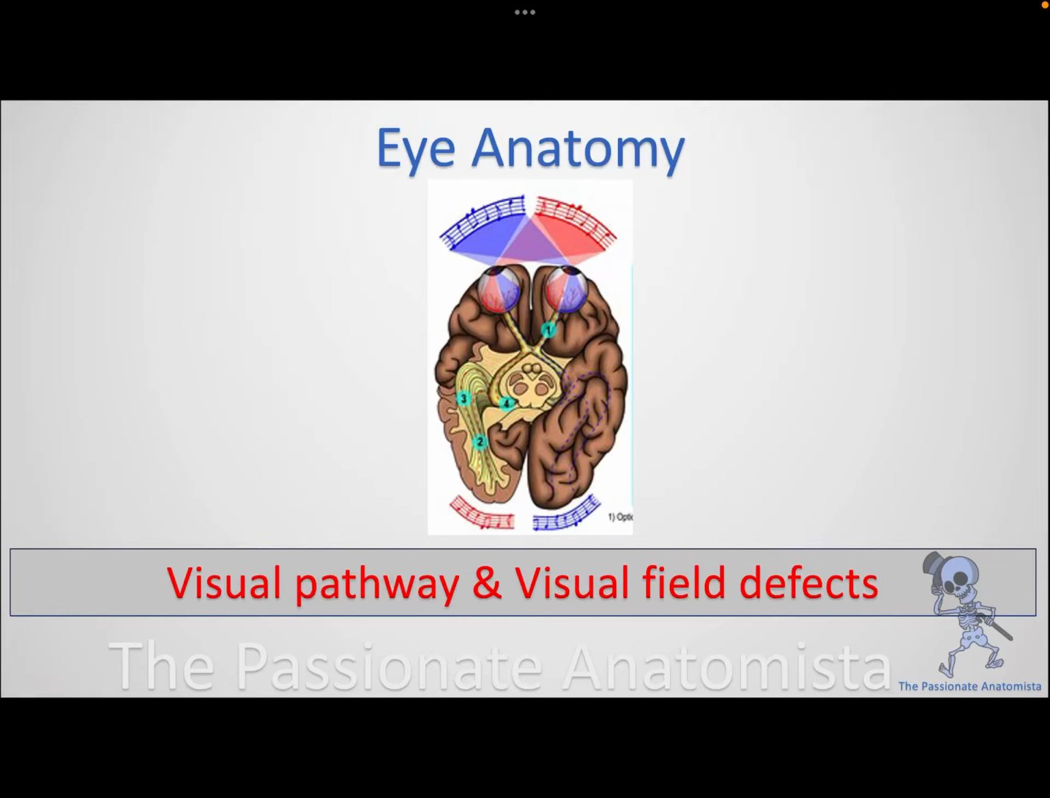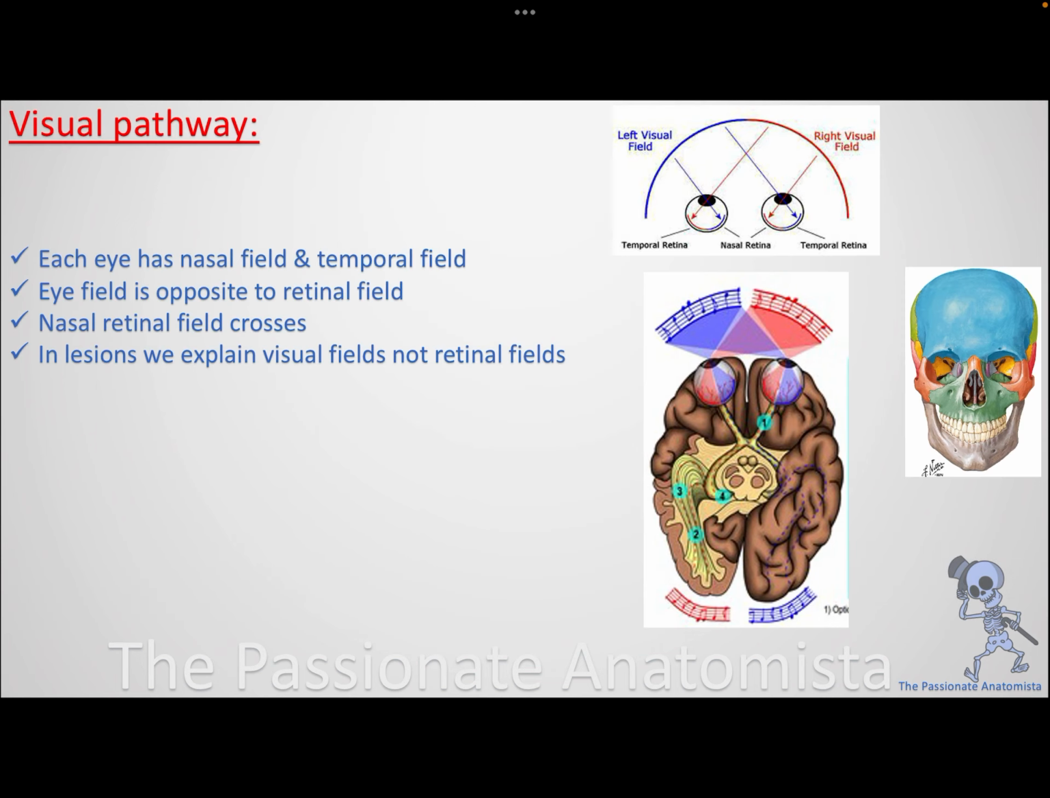Hi guys, in this video we're just going to recap the visual pathway and add some more visual defects. Remember that in the last video on eye anatomy we talked about the visual field and how we see. Each eye has a nasal visual field and a temporal visual field, in reference to the nose, which is here.